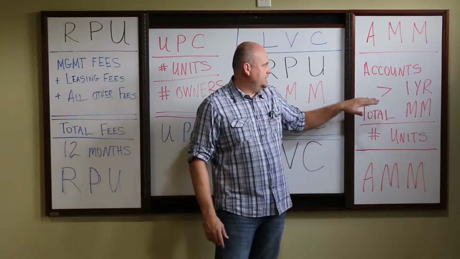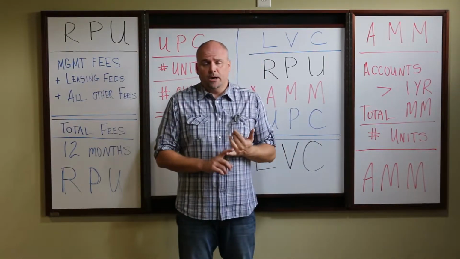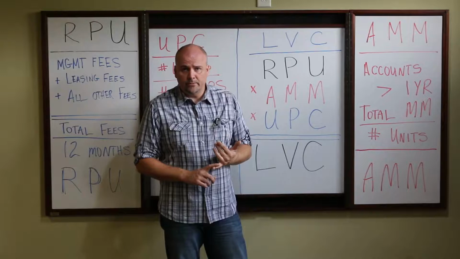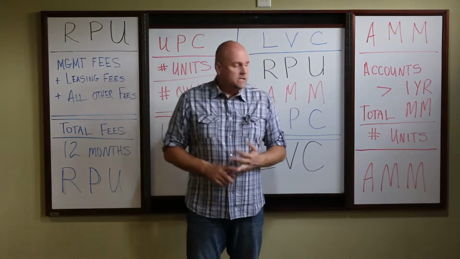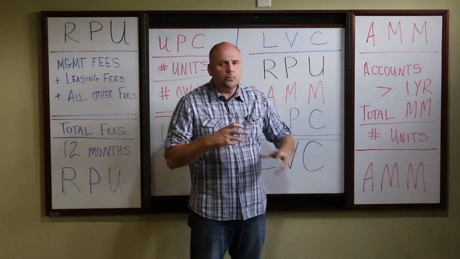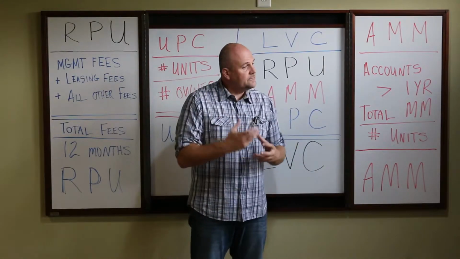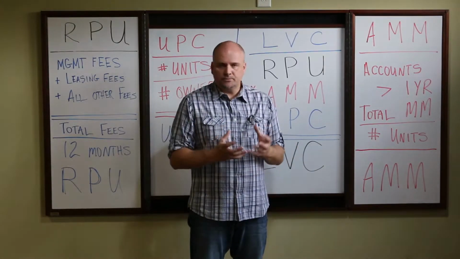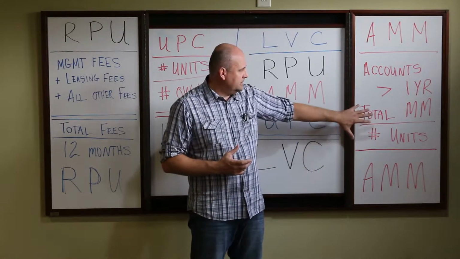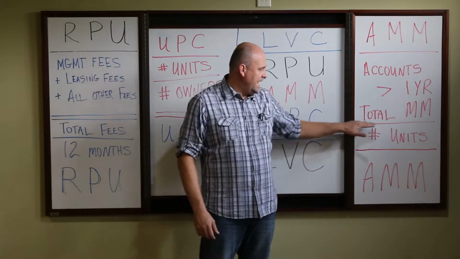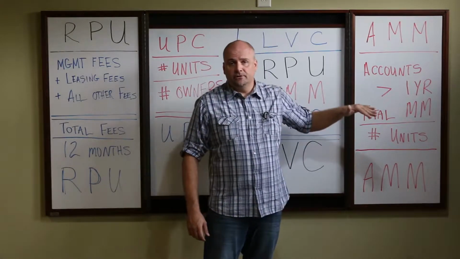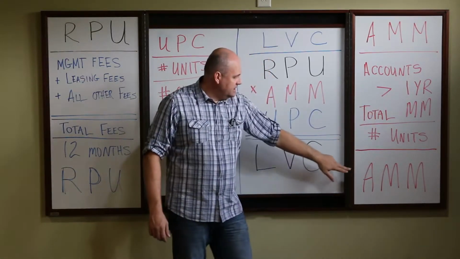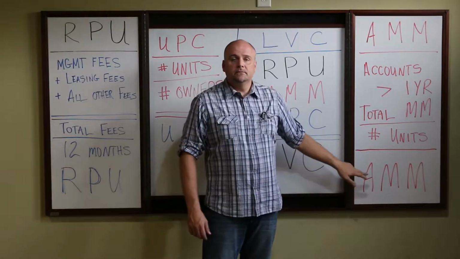So take every account that you've had for greater than a year. If you've had a property for 20 years, that's 240 months. If you've had a property for 2 years, that's 24 months. You're going to take all of your properties and all of the months managed for every one of those properties, and add those together. Then divide that by the number of units, and make sure you also take out your accounts under a year for that. That's going to give you your average months managed.